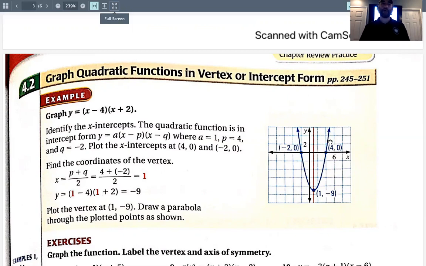Any questions about 4.2? Wait, so how do you find a vertex in this case? It's the average of P and Q. So first, find P and Q. What are P and Q here? It's negative... wait, no. 4 and 2. No, 4 and negative 2. There you go. Look here where my mouse is. Those are your P and your Q. You average them to get your x.